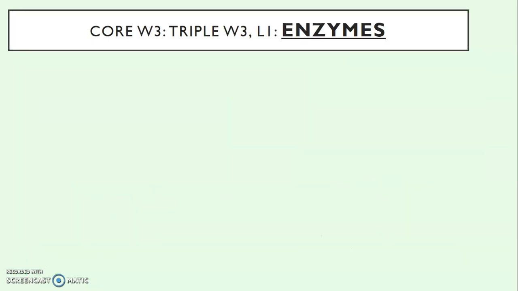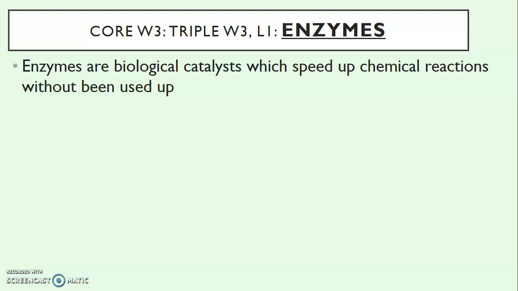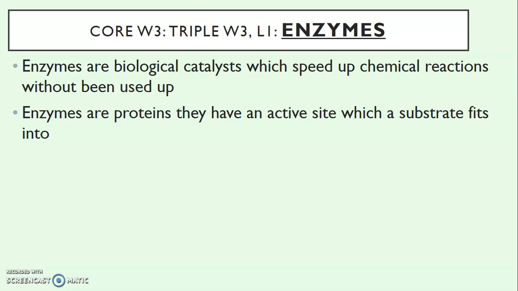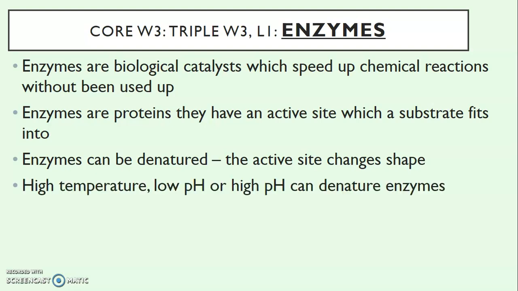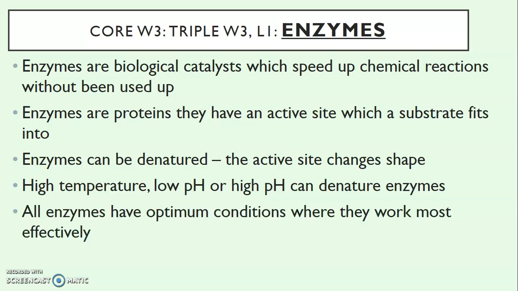So what you need to be able to do for enzymes is you need to be able to define them. So enzymes are biological catalysts which speed up chemical reactions without being used up. They are proteins and they have an active site which a substrate fits into. They can be denatured. This means that the active site changes shape. And then high temperature, low or high pH can denature enzymes. And then all enzymes have optimum conditions where they work most effectively.